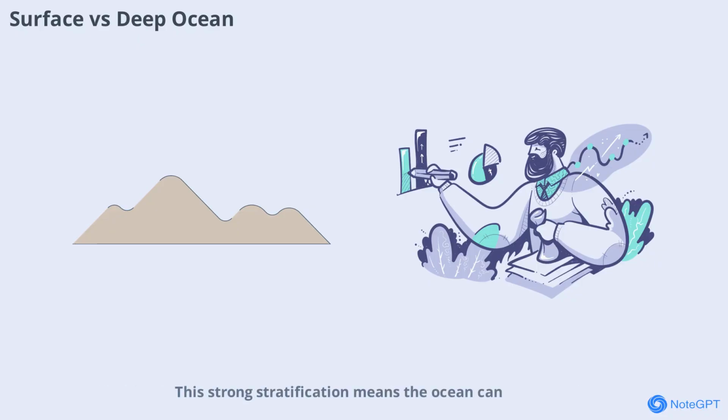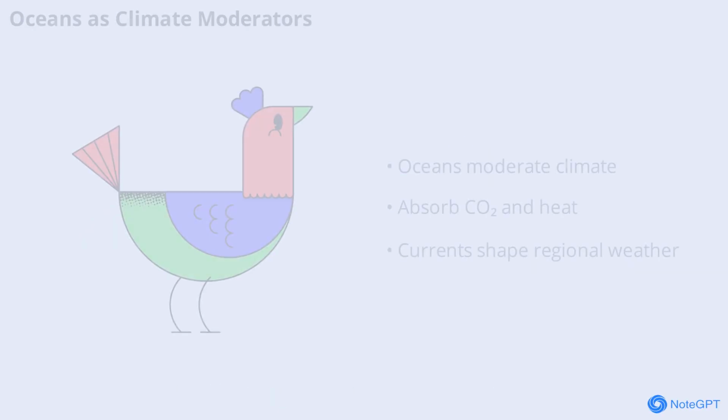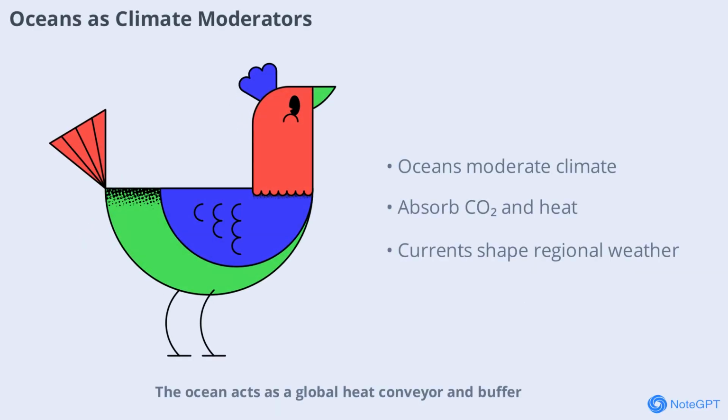This strong stratification means the ocean can absorb heat without a uniform temperature rise. Ocean acts as a global heat conveyor and buffer, moderating the rate of climate change. It also absorbs about a quarter of CO2 emissions, helping to slow atmospheric buildup. Ocean currents distribute heat and influence regional climates such as El Niño and La Niña events. Changes in ocean circulation or heat content are both symptoms of and contributors to climate change.